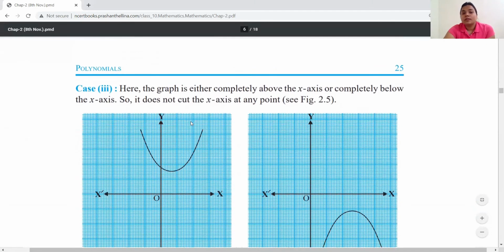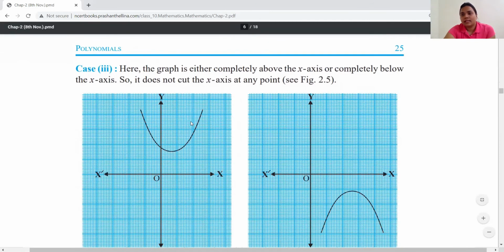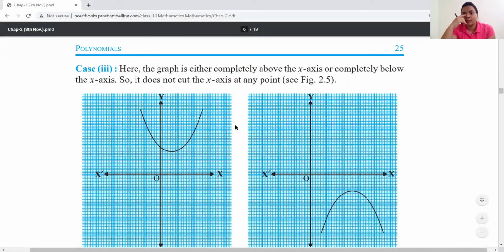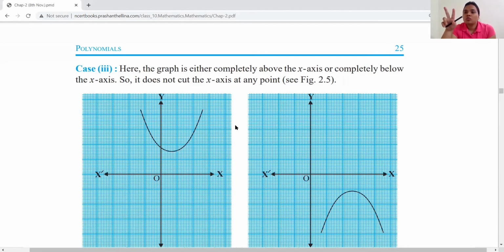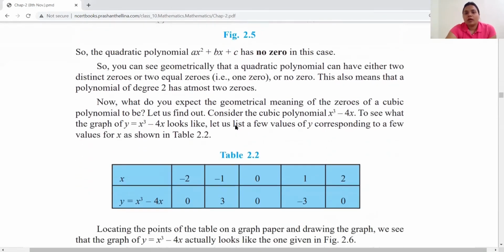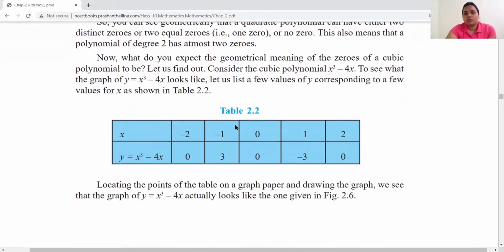In this graph, the parabola is not cutting the x-axis anywhere. You can see this. So this is the graph and the x-axis is here. So it is not cutting the x-axis anywhere. So in this, the polynomial has no real zero. So just by looking at the graph also, we can identify whether the polynomial has 1 zero, 2 zeros or no zeros. Now we'll look about the cubic polynomial also once.